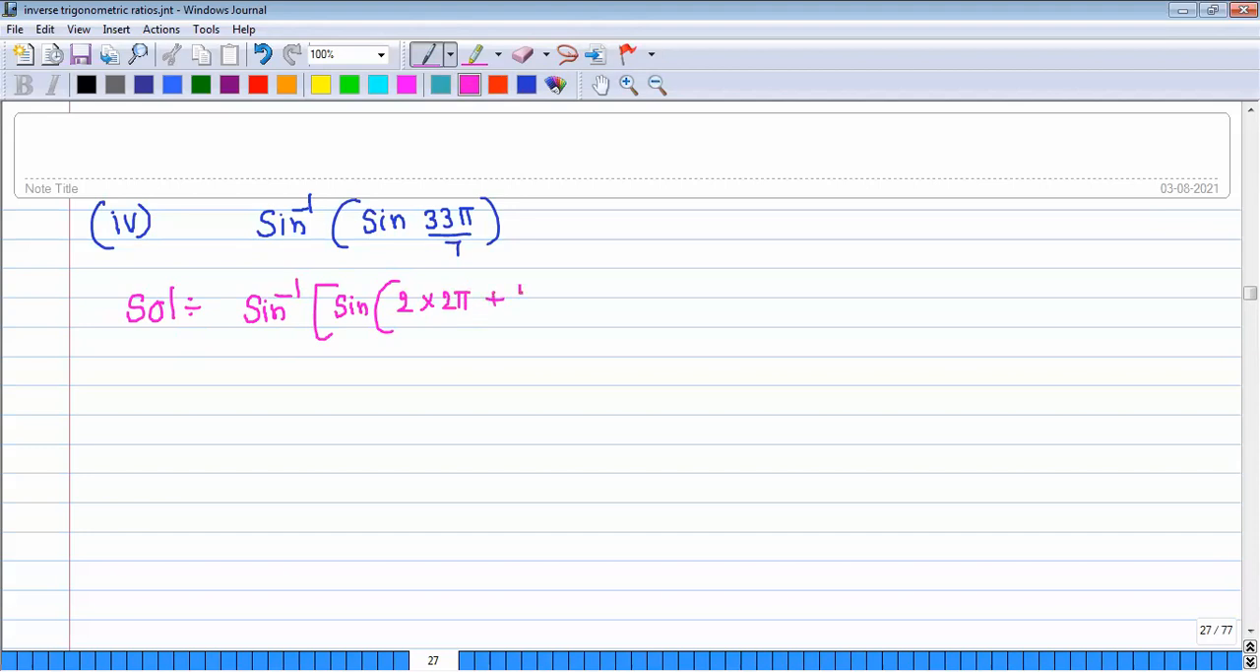4 pi plus 5 pi by 7. That will be, this is C, 28 pi plus 5 pi, 33 pi. So we have in trigonometry one wonderful formula. Sine of whatever bigger value also we can find out. Sine of n into 360 plus theta is equal to sine theta.